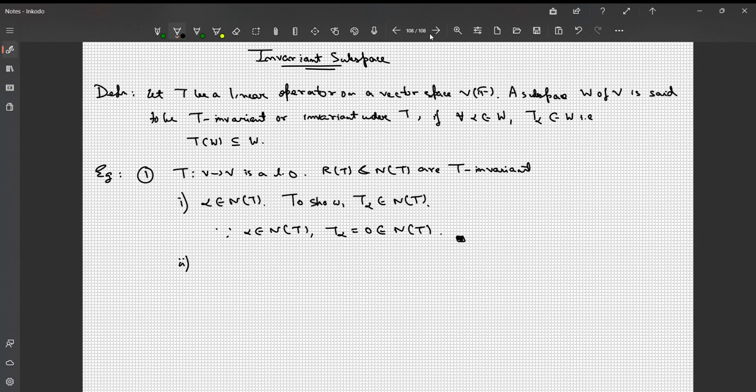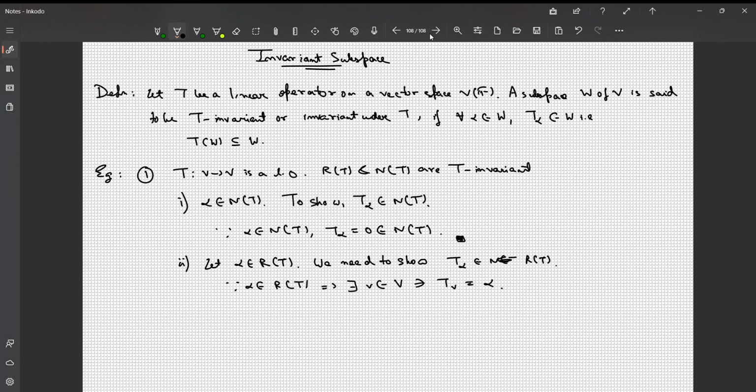Number 2, that is, the range space is T invariant. Okay, so let alpha be an element from the range space. We need to show that T of alpha is inside the range space, or the range of T. Now, since alpha is an element of the range space, there exists an element, say small v in capital V, such that T of v is equal to alpha, right?